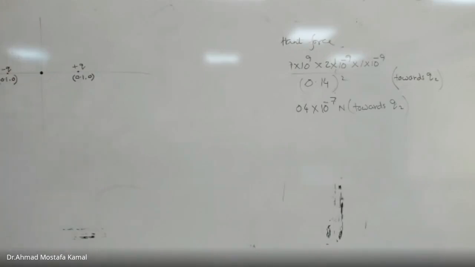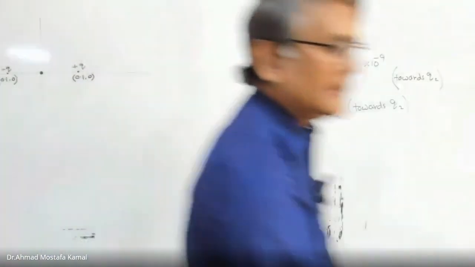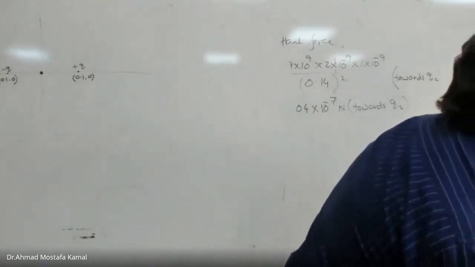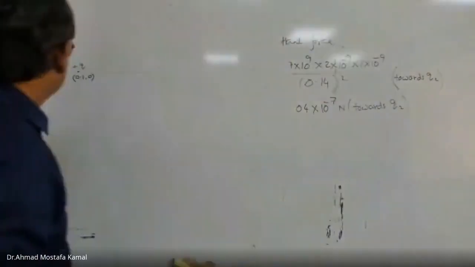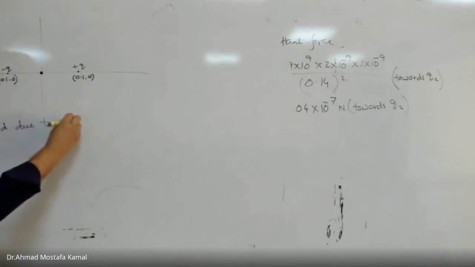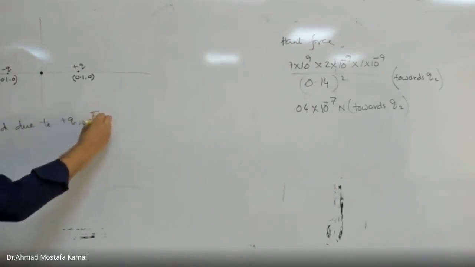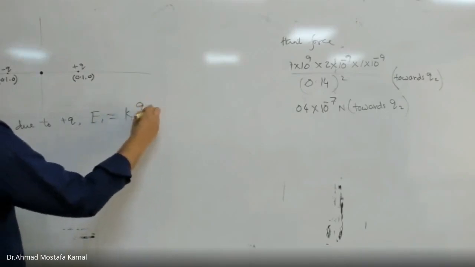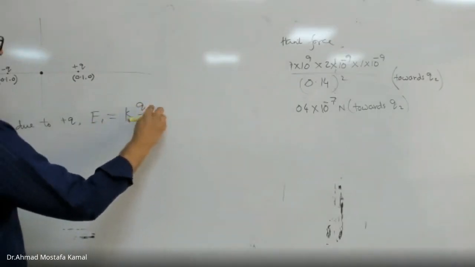Exactly same calculation of electric field. You know that field due to first charge and field due to second charge has to be found. Field due to, exactly same way, due to plus q is, say, E1 equal to k q1 by r1 square.